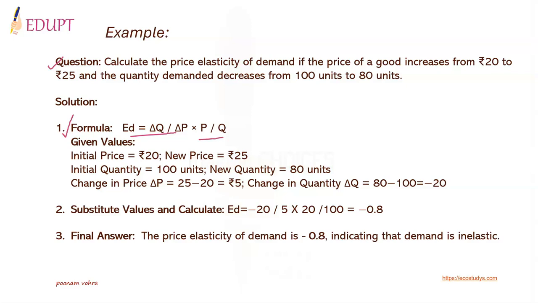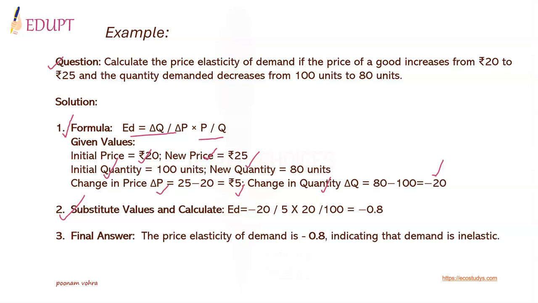Then substitute the values by first mentioning the given values. Initial price is given as 20, new price is given as 25, initial quantity is given as 100, new quantity is given as 80. One can find change in price, that is 25 minus 20, which is 5. One can find change in quantity, that is 80 minus 100, which is minus 20. Now you substitute the values.